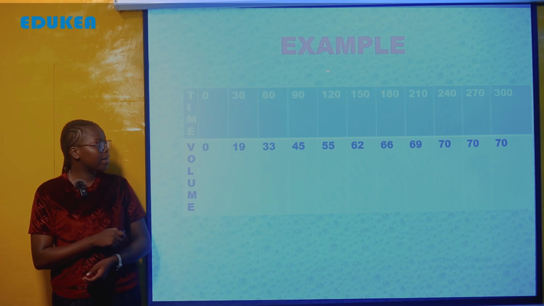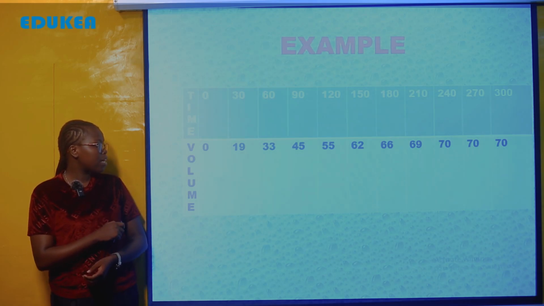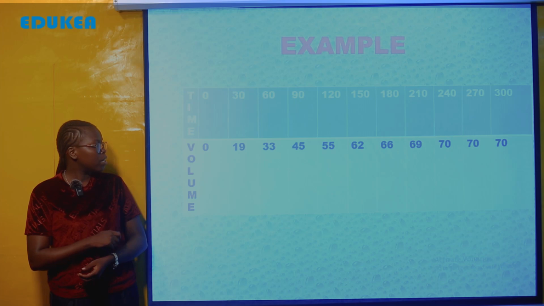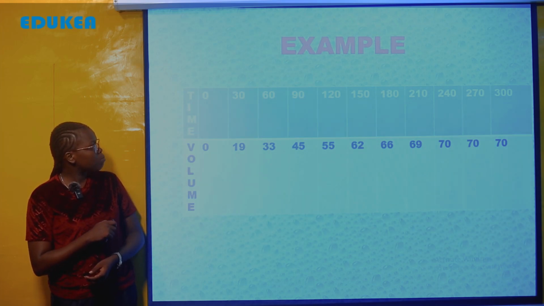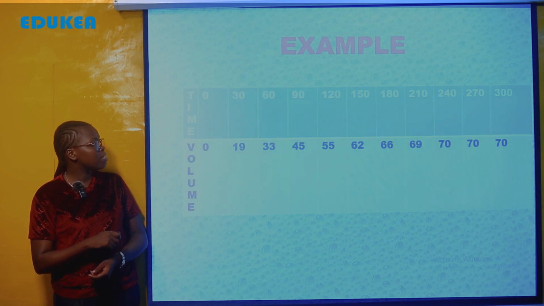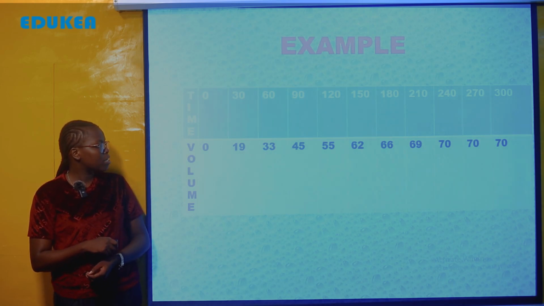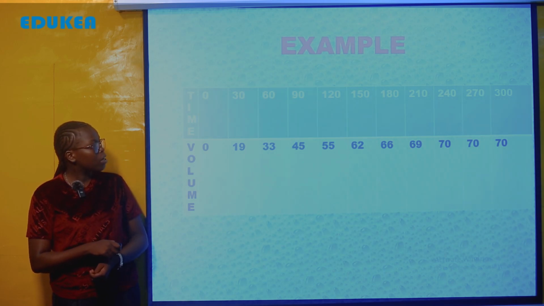And here there is an example. Here you have been given a table. You are given the time and volume. This indicates at time 0, the volume was 0. At time 30 seconds, volume ilikuwa ni 19. Time ilipokuwa ni second 60, volume ilikuwa ni 33. Ilipokuwa 90 ilikuwa 45, 120 ilikuwa ni 55 na kuendelea.